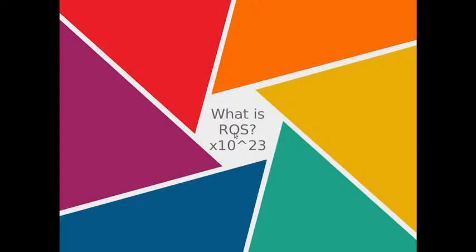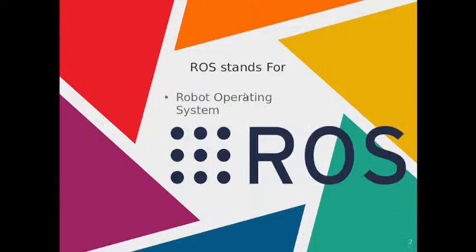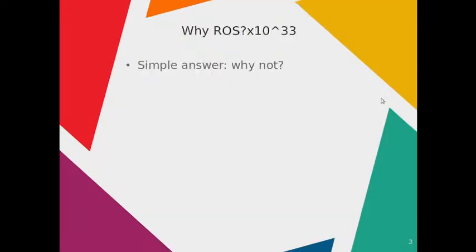What is ROS? ROS stands for Robot Operating System. It's basically an operating system for robots. So why an operating system? The problem with normal programs is that you have to rewrite every code every single time if you want to use a different robot. But with an operating system, ROS can easily be implemented in any other robot.